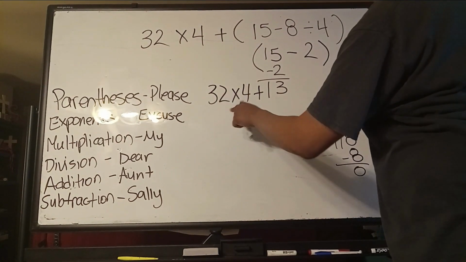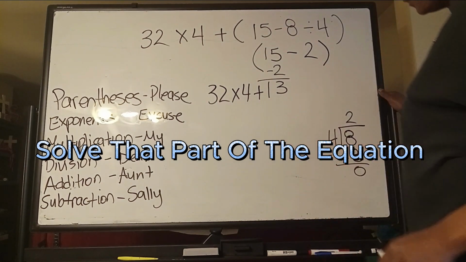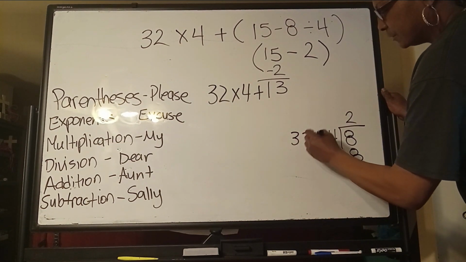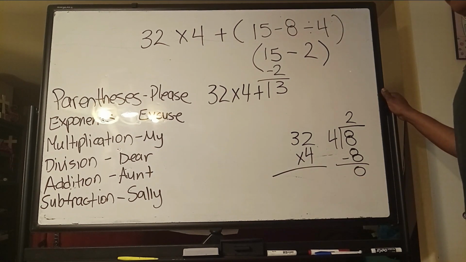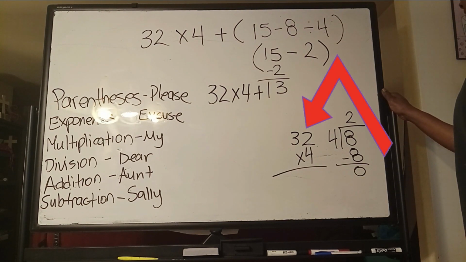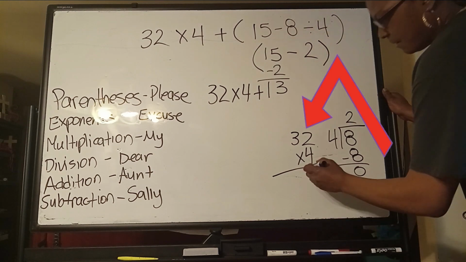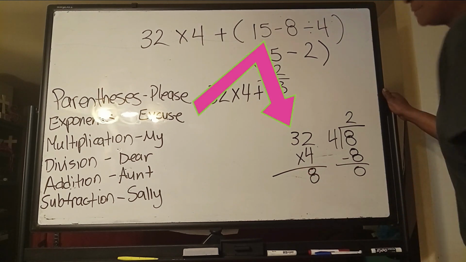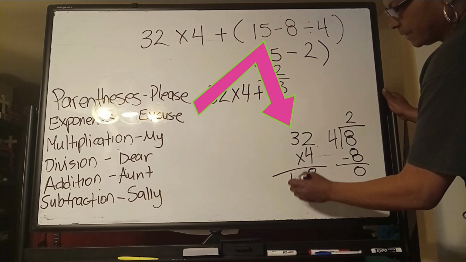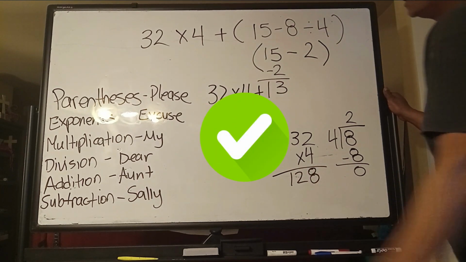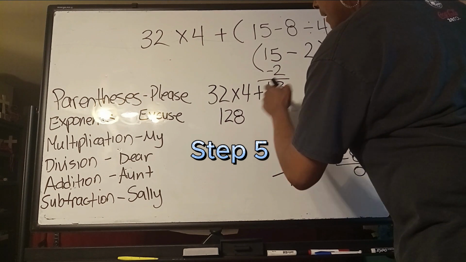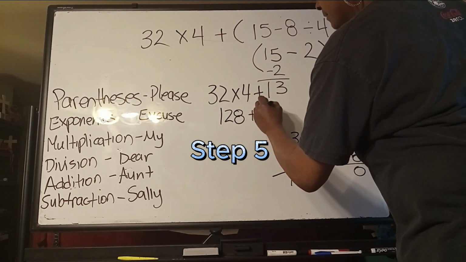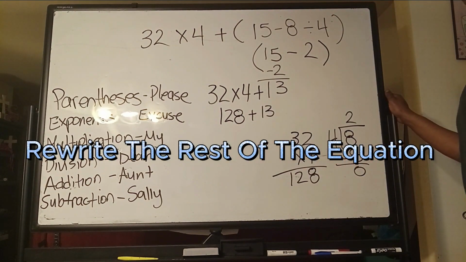So that's what we do. 32 times 4. So we have 32. We put the 4 underneath. And then what's 4 times 2? 8. All right. And what's 4 times 3? 12. So we get an answer of 128. So I put my 128 right here. And I add my 13 to it. Yes? You with me? Yes.